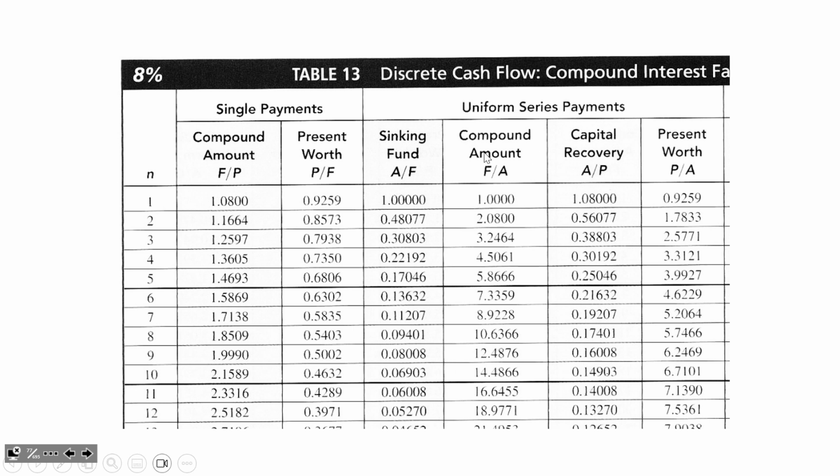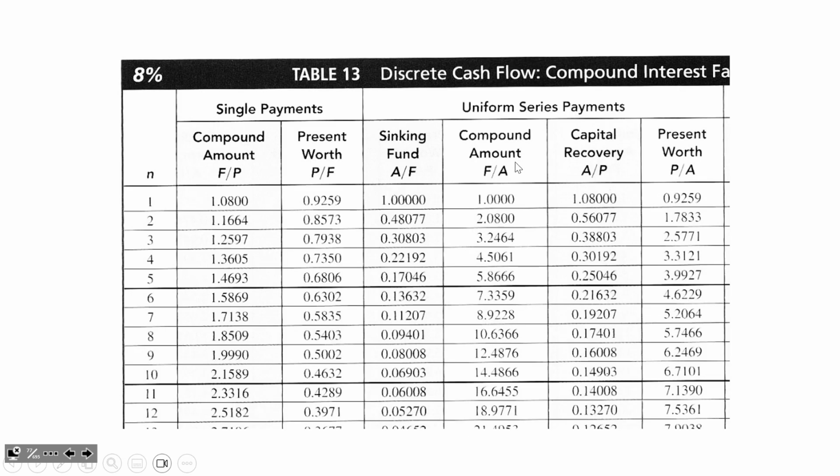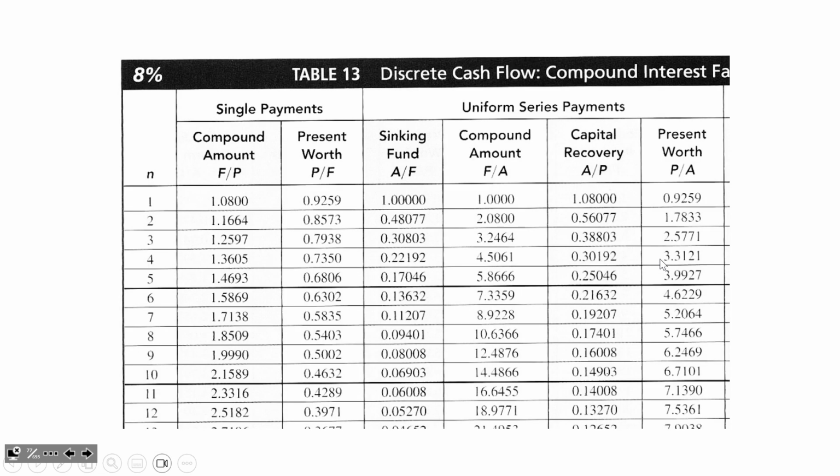Like this table was calculated using these formulas. So for example, this F/A column, they call it compound amount. How did they come up with these numbers for the F/A? They used this equation, and they just, for n equals 1, they calculated what's the factor. N equals 2, calculated what's the factor. For all of those being the same interest rate of 8%, they used the equations to calculate these tables.